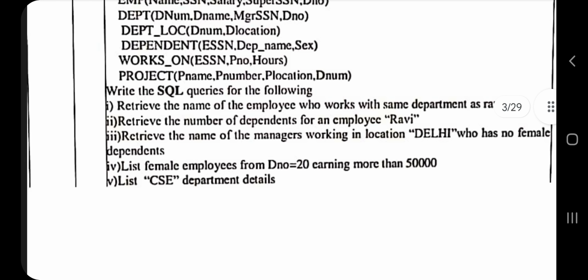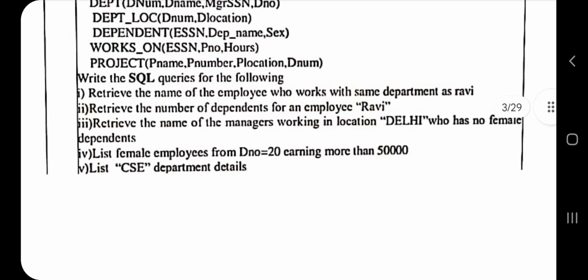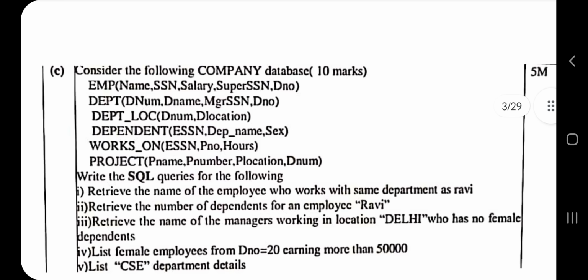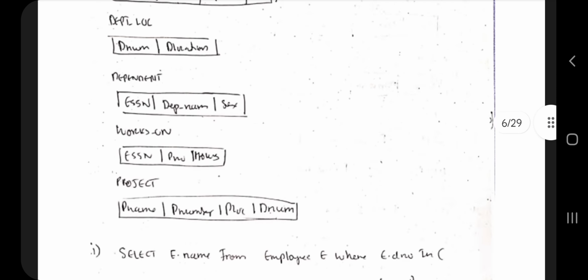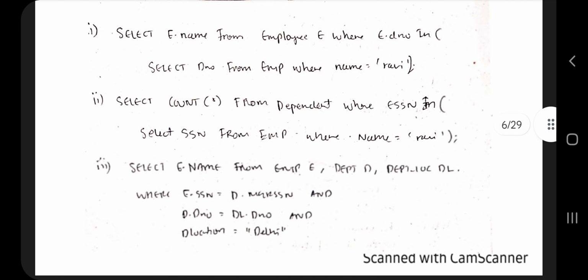And coming to the third one, retrieve the names of managers working in location Delhi who have no female dependents. Retrieve the names of managers. Where will you get the name of the manager? Here you will get the manager SSN, but the name will always be in the employee table only. So you will have to retrieve the name from the employee table. So what will be your first query? Select name from employee. That's all.